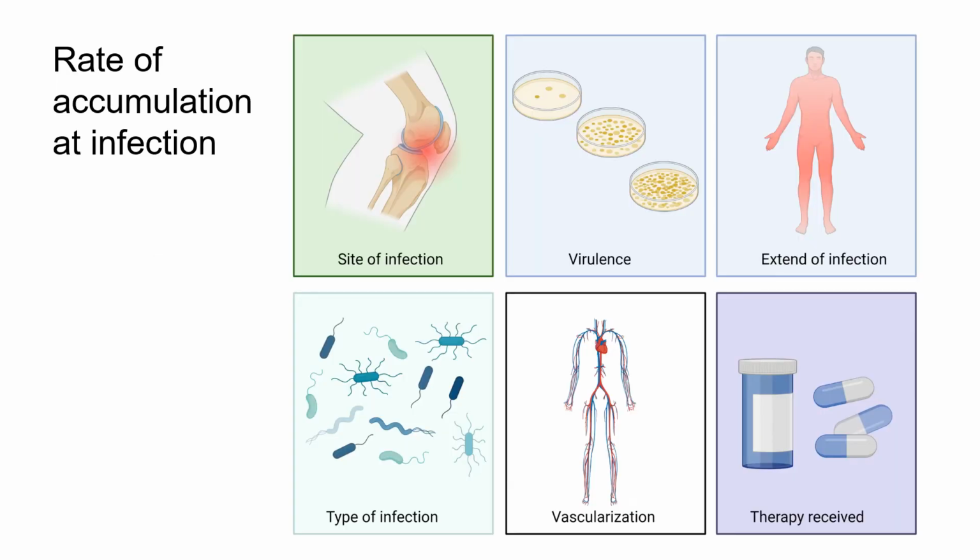So the accumulation at the site of infection is dependent on 6 factors. Where is this infection? How strong of a reaction does this infection have? The virulence: is it a big infection, fast growing, a very strong infection? Where in the body it is spread, the extent of the infection, the type, which type of disease causes this infection, the blood flow to the area, as well as therapy the patient received.